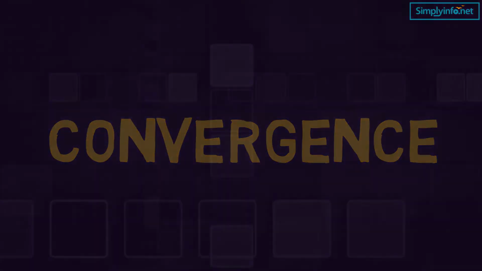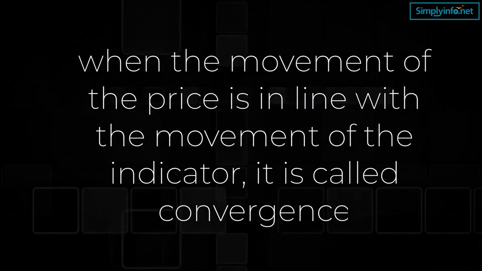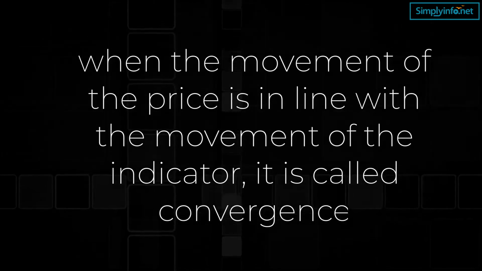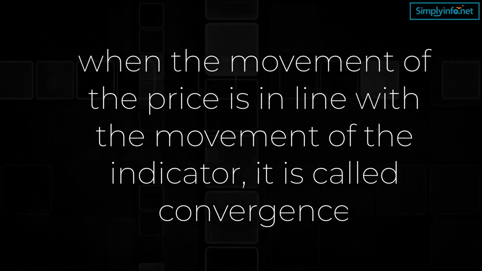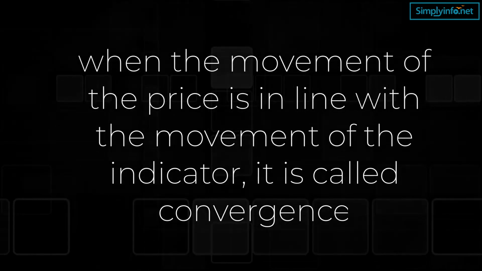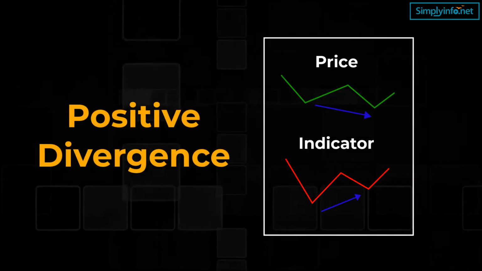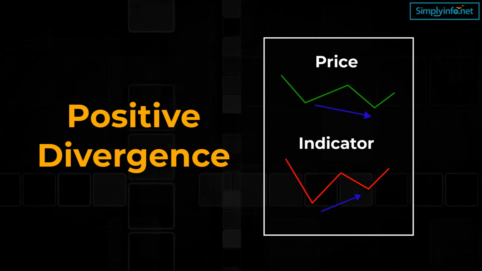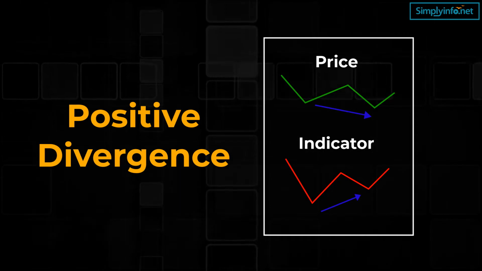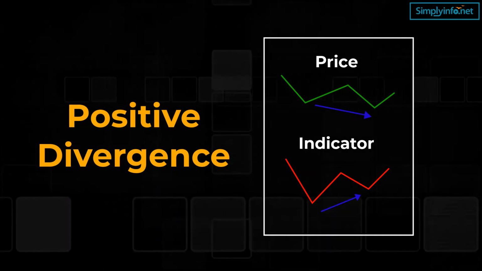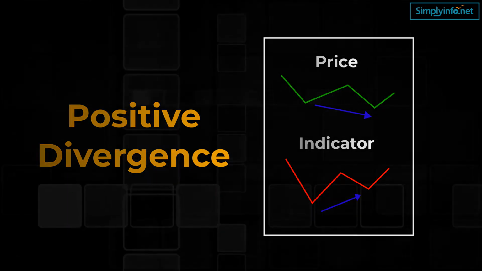Convergence. The opposite of divergence is convergence. When the movement of the price is in line with the movement of the indicator, it is called convergence. The positive divergence appears when price moves down and makes a new lower bottom while the technical indicator makes a higher bottom. This confirms a trend reversal from a down move to an up move.